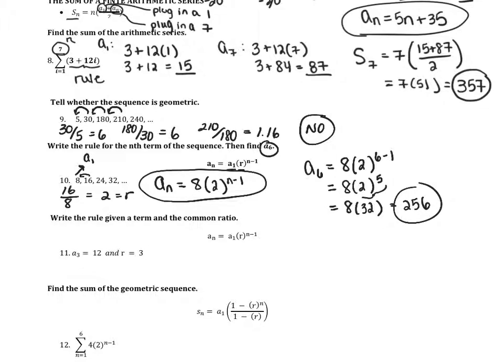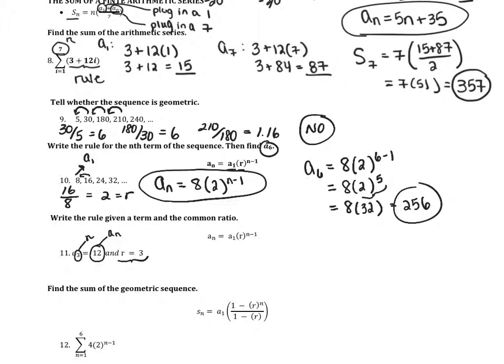All right, and number 11, we kind of take it one step further. We're going to still write a rule given a term and a common ratio. So they're giving you R. You don't have to calculate it this time. But now this problem, number 11, it's a little bit like number 7. We don't know what A1 is yet. We know, though, that when we plugged in a 3, that would be our N, we got out a 12. That represents your AN, what you're getting out. And so what we have to do is take these and plug them into our formula so we can figure out what A1 is.